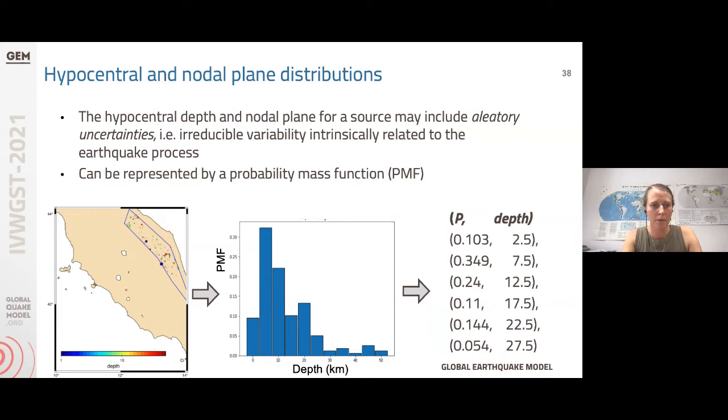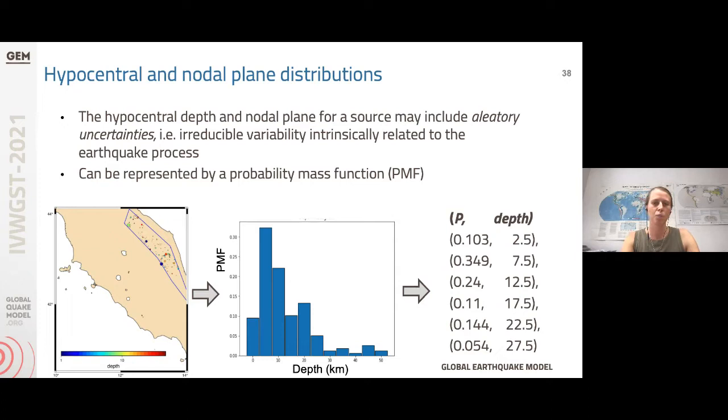And the example here I'm showing is of hypocentral depths and how this can be represented by a probability mass function. So on the left, again, we've taken all the earthquakes inside one area source perimeter, and we've created a histogram of the depth that's being represented by a probability mass function. Then that histogram is taken and converted into a set of probabilities and depth values. And in some calculation engines, this can actually be done using a continuous distribution, but the example I'm showing here is a discrete one. So the same practice can be applied to focal mechanisms, for example, from the global centroid moment tensor catalog. And a few representative mechanisms can be used to represent the whole data set.